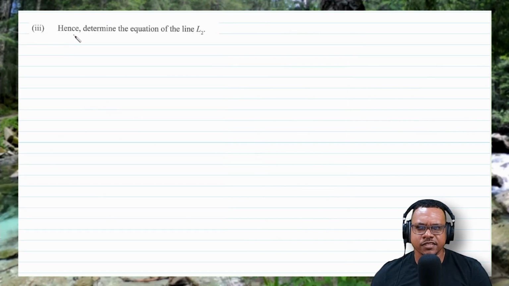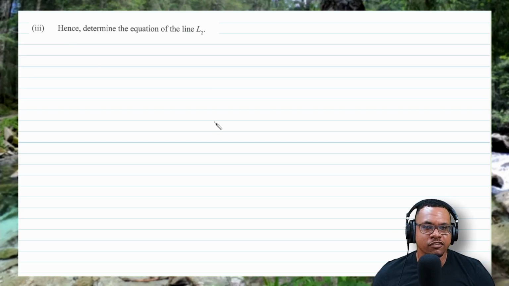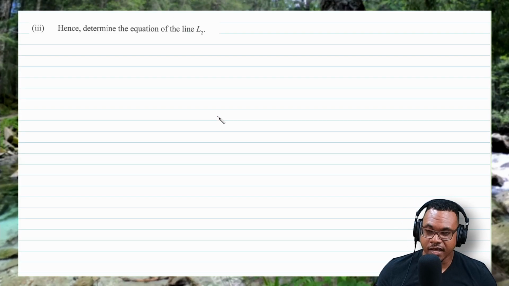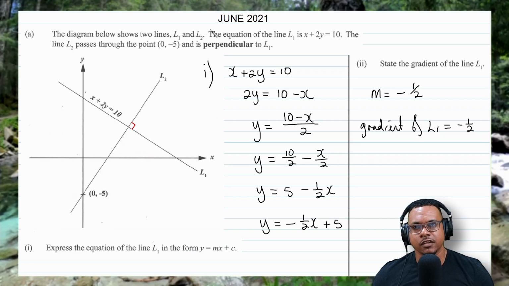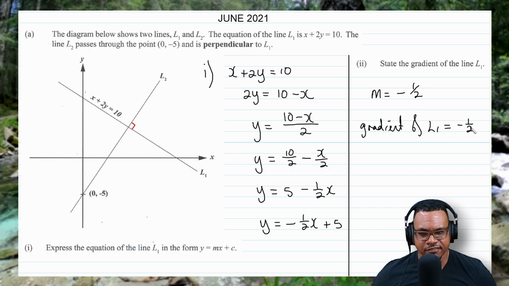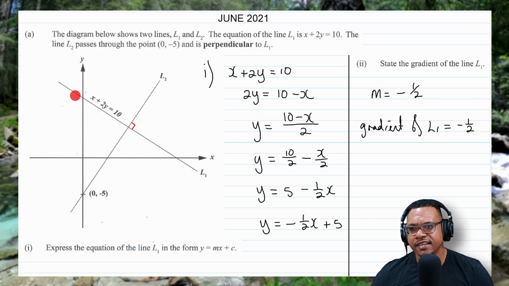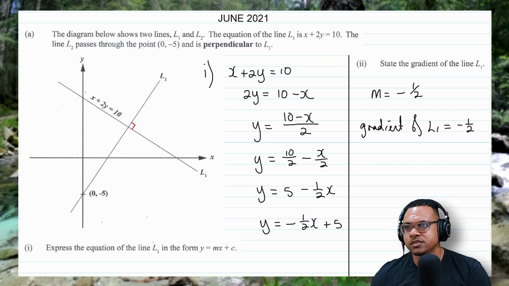Now for part 3, they want us to determine the equation of line 2, which is L2. Now in order to write the equation of the line in the form y equals mx plus c, you need 2 things, the gradient m and the y-intercept c. Now if we go back here, we have the gradient of L1 is equal to negative a half. And seeing that line 2 and line 1 are perpendicular, I'll just put this in here. I'm going to put m for L1 and call that M1 is equal to negative a half. And for line 2, I'll call this gradient M2.